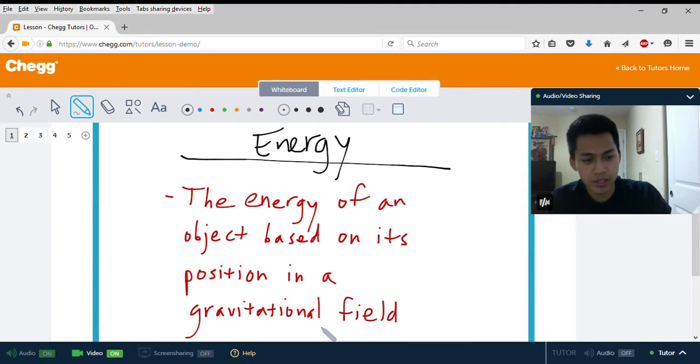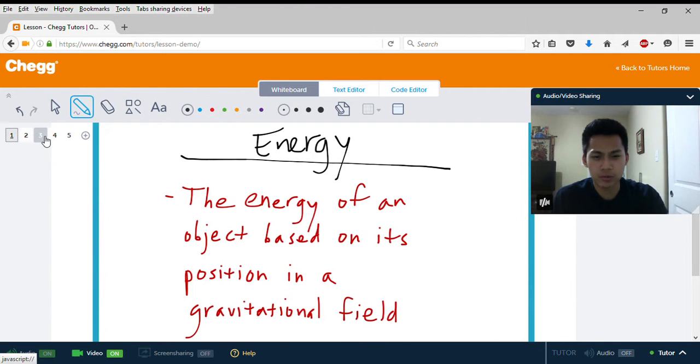In a gravitational field, that could be on Earth, that could be on Mars, could be on the Moon, could be on the Sun. Any object that has essentially a gravitational field can support potential energy.